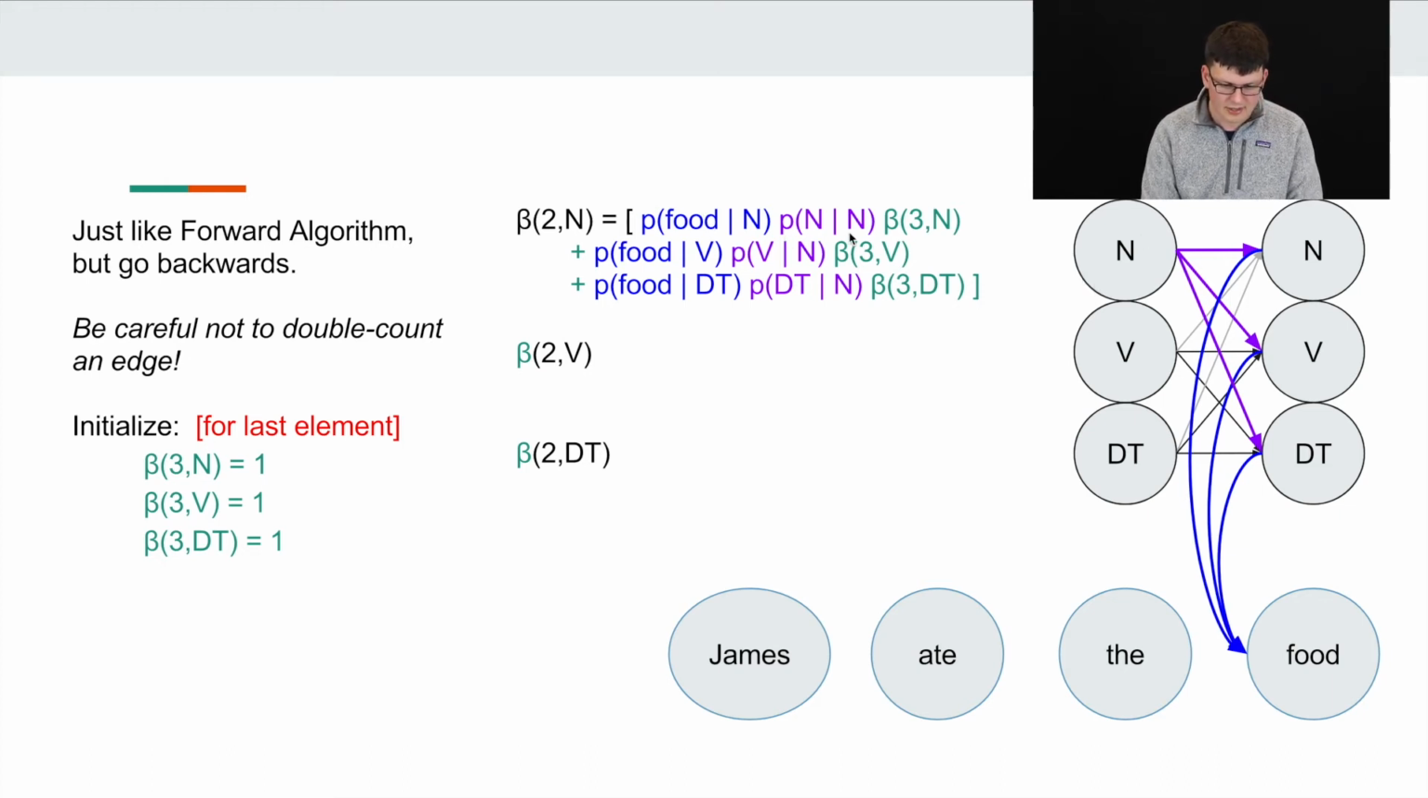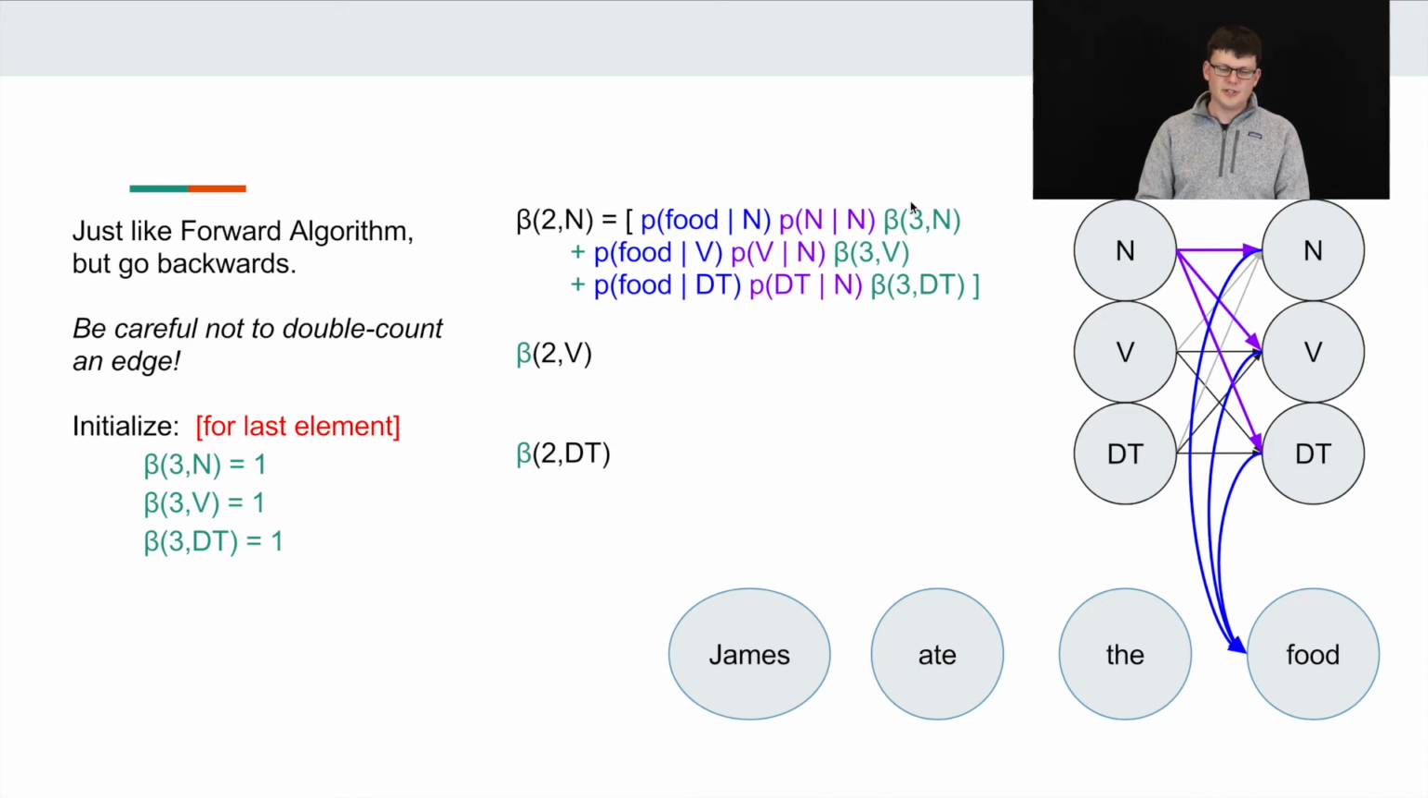We do a transition from noun to noun, from this position 2, noun, and we transition over to this other noun, and then we emit the word food, and then we say, okay, well, then we have to carry on from there. So that's the purpose of beta 3n. That says, all right, well, now I got you from position 2n to position 3n, and now I got to carry on from there. So beta 3n carries on from there.